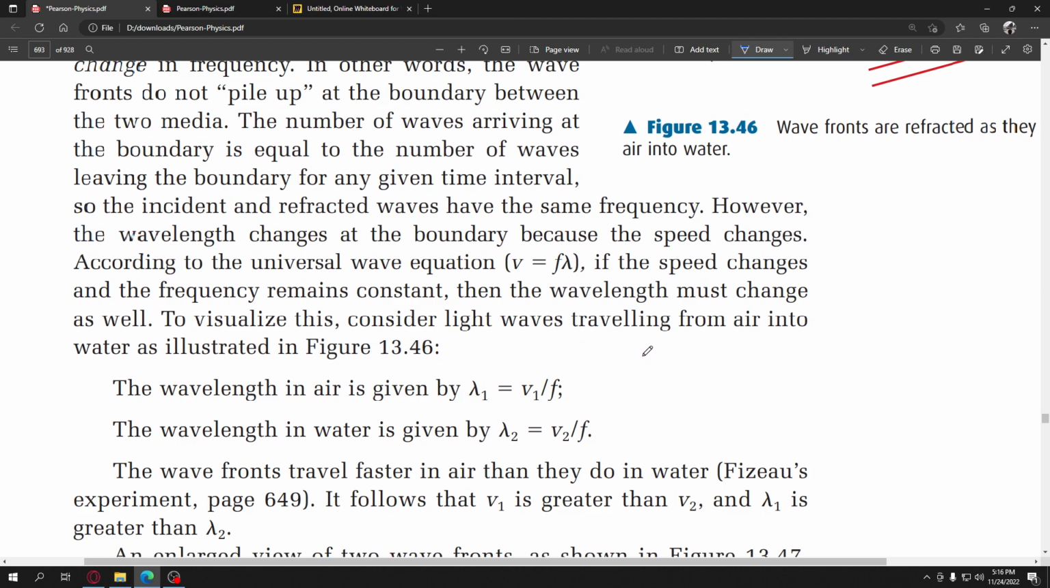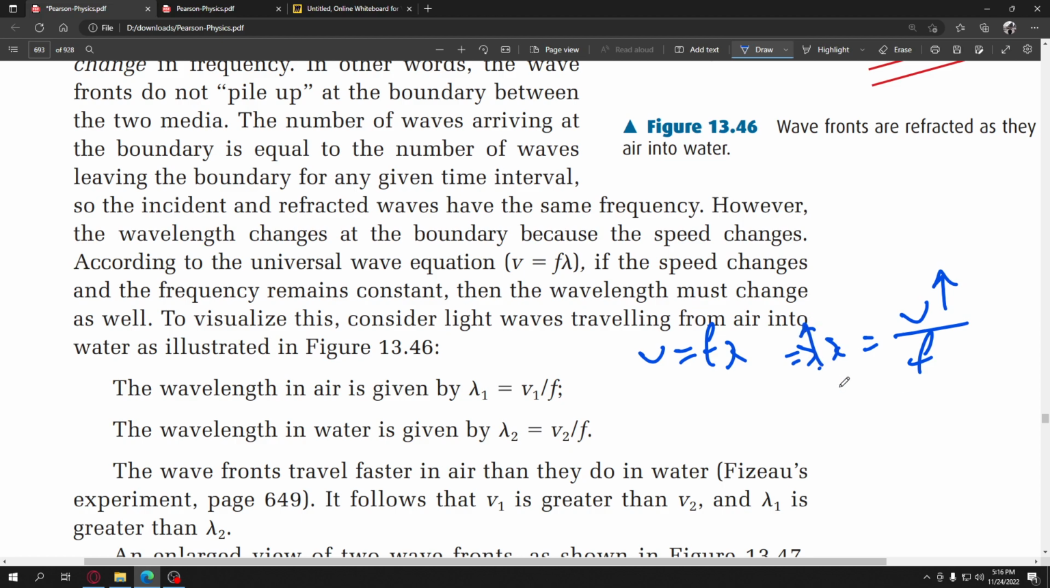So wavelength, v equals f lambda, and we are concerned with lambda, so lambda is equal to v by f, where v is the speed, right? So where there is higher speed, lambda will be higher, and where v or the speed is lower, lambda will be smaller, and remember frequency must stay constant. Alright?